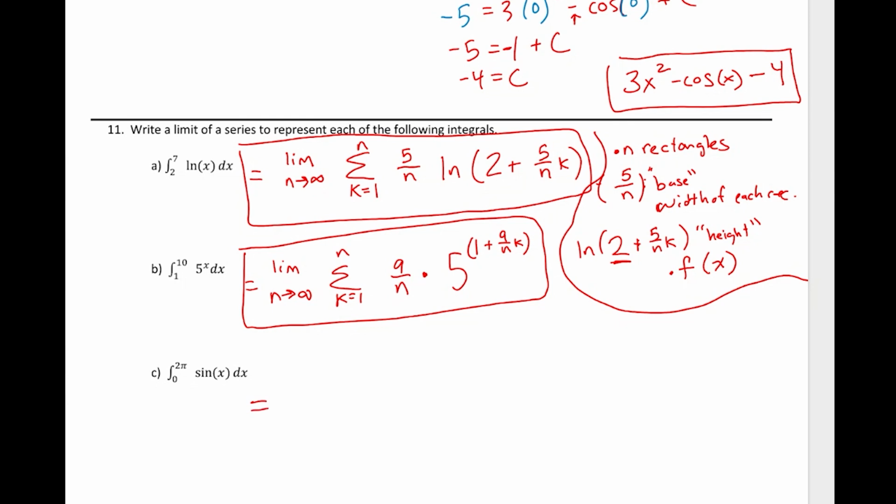Okay, let's do the last one. The limit as n approaches infinity of the sum from k equals 1 to n. And really, that's just the fancy way to say we're going to add up infinitely many rectangles. The base is, the difference between the bounds here is 2 pi minus 0. That's 2 pi. So 2 pi over n times the sine of that x setup. So the lower bound is 0, and you don't really need to write the 0 there, but I'm just going to try to stay consistent with my notation, plus 2 pi over nk.